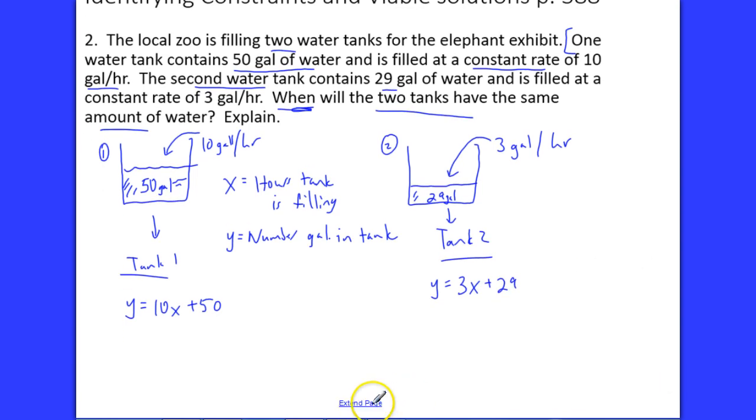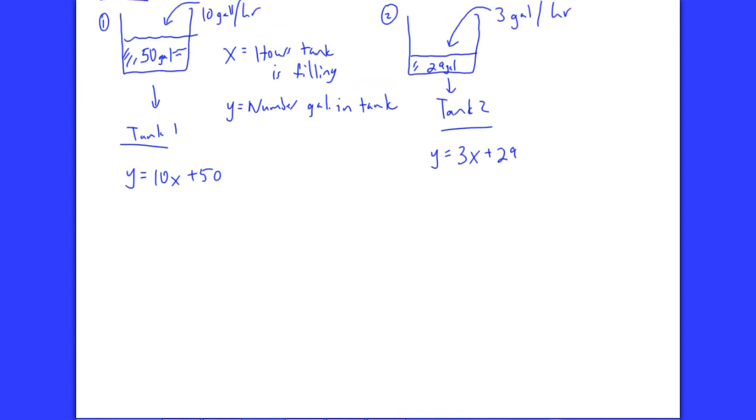To solve this question, I'm going to slide down just a little bit. It needs a little bit more space here. What we want to do, like we did with the break-even point, is set these 2 equations equal. So we're going to substitute again. We're going to substitute that equation in for that y, because y is isolated right there. We want to know when the number of gallons is equal. So I'm going to say that 10x plus 50, because that's tank 1, is equal to 3x plus 29, which is tank 2.